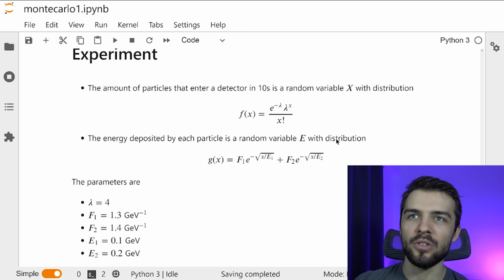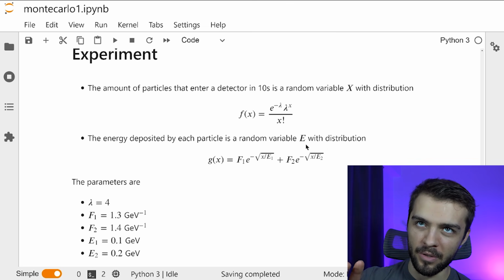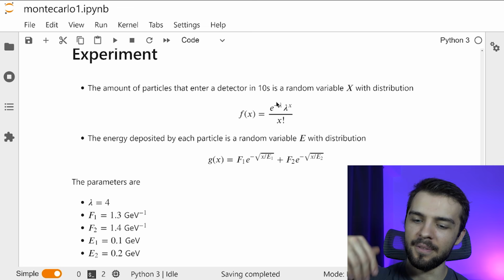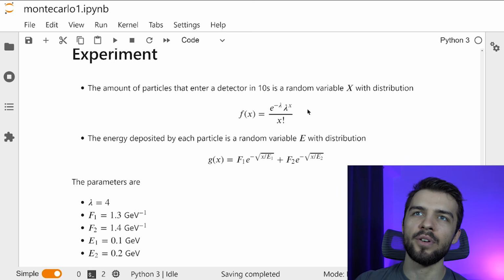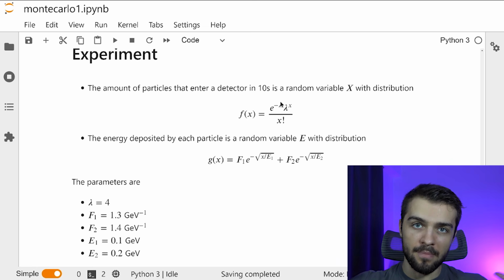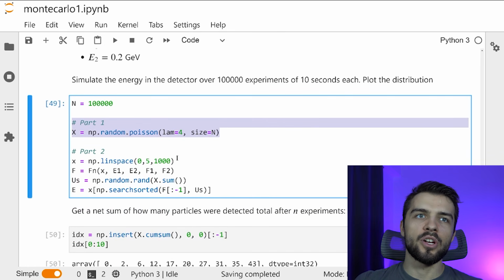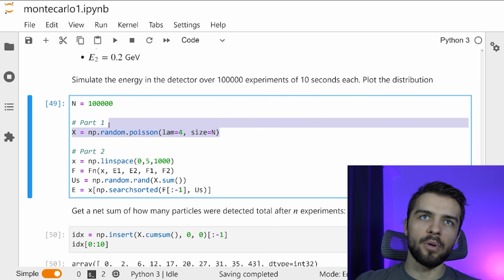Now, I also need the random energy of these particles. So if there are maybe 4 particles and then 3 and then 8 and then 7 and whatever, over 100,000 experiments, there are going to be more than 100,000 particles detected. It's going to be the sum of all these. So I need to generate more energies, of course, than 100,000, because there are more particles than 100,000. So this is part 1, the Poisson, and part 2 is going to be the energies.